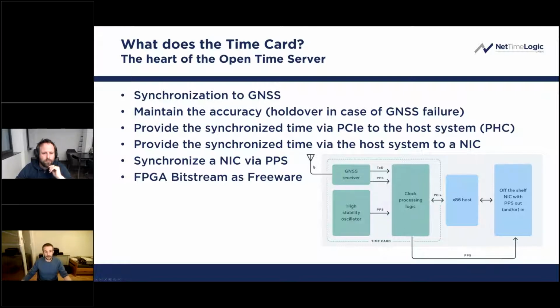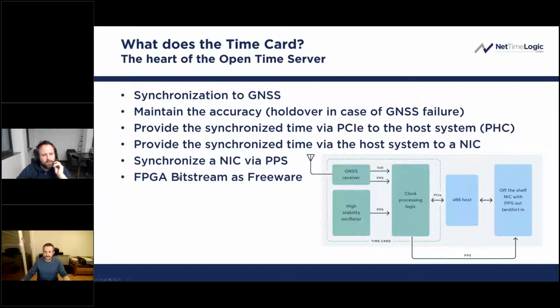Then it also has the job to maintain the accuracy in case of holdover. So if you lose GNSS, for example, the time card can maintain the time with a very high accuracy over a long time. Then the time card can provide the synchronized time via PCI Express to the host system. This is done via a PHC driver. This synchronized time can then also be forwarded to the network adapter.